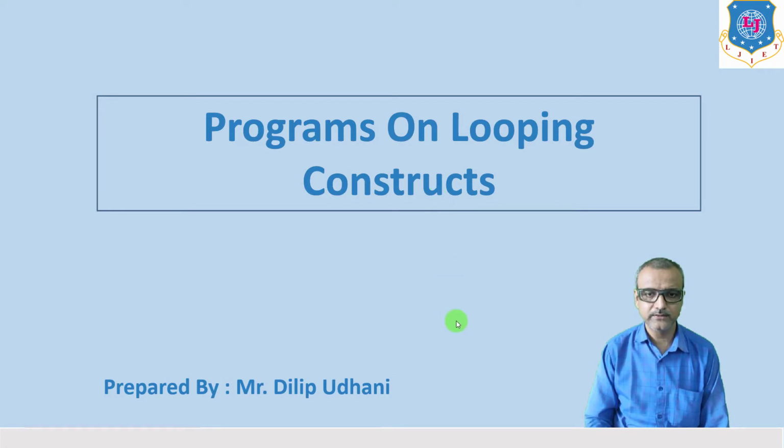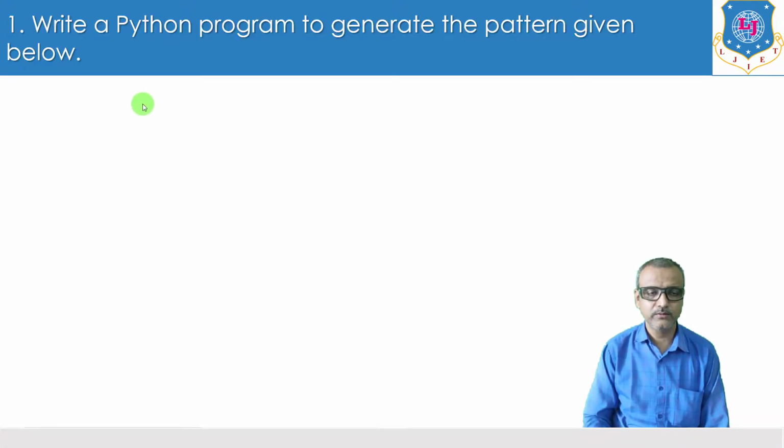So let's start. This is program number 1. Write a Python program to generate the pattern given below. See, here is the pattern. In the first row we have to print 1 star. In the second row we have to print 2 stars. In the third row we have to print 3 stars. We have to generate this pattern using a Python program. So here is the solution.